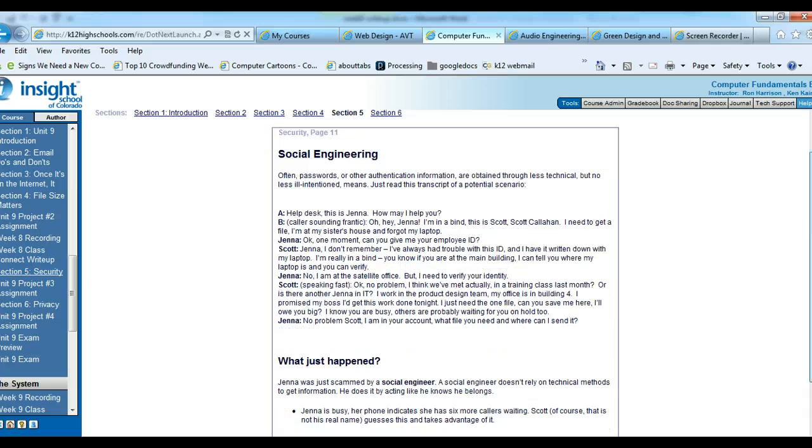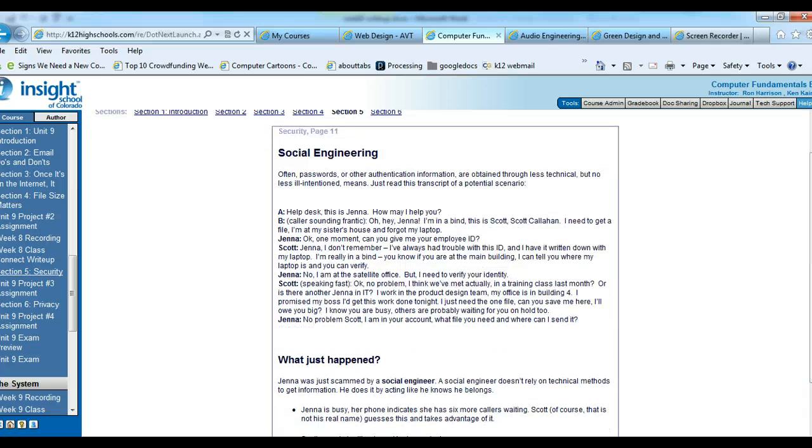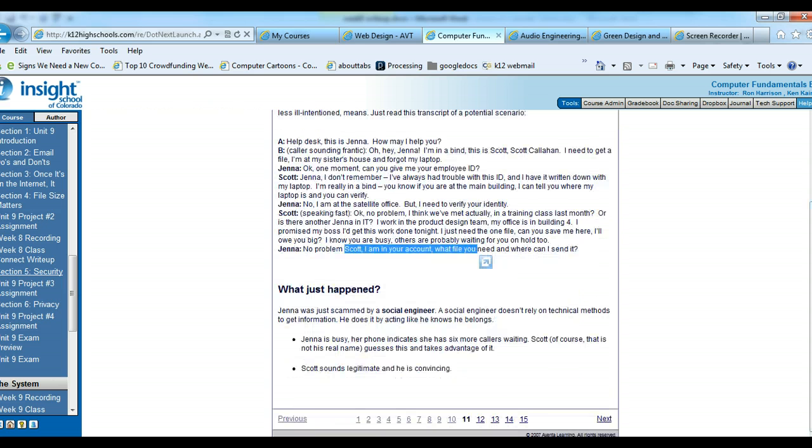Social engineering. Well, social engineering is where somebody tries to get a person's information by being social to them, by being friendly to them. So you can see right here, read through this, and you can see that Jenna is working at a help desk, and this guy Scott calls in, and he pretends he's a certain person, and he talks her into giving him information. So that's what social engineering does. That person was scammed by a social engineer.